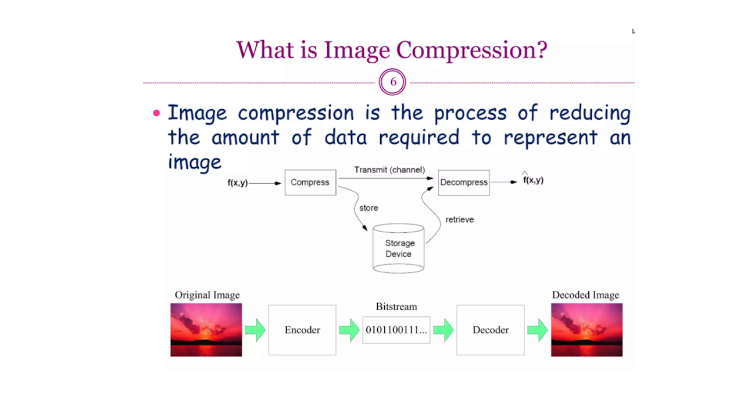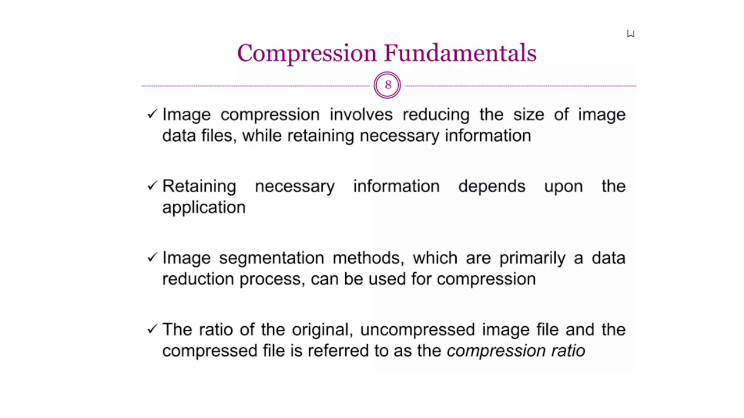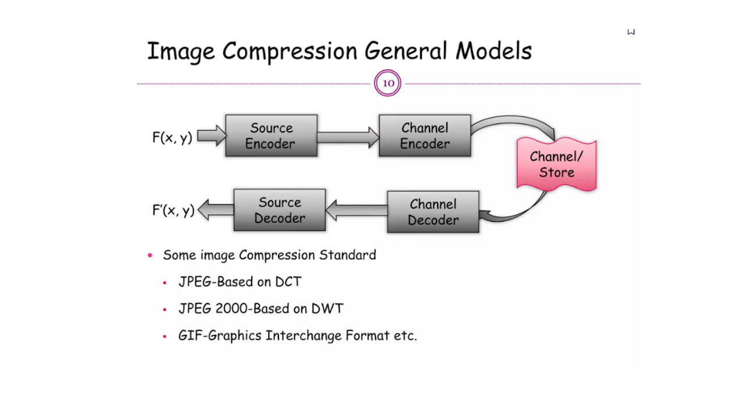Here we have an original image, which is encoded and passed through the channel in the form of bit streams, that is zeros and ones, and at the receiver it is decoded and the image is displayed. Image compression involves reducing the size of the image data while retaining the necessary information. That's very important: what information is necessary depends upon the application. The ratio of the uncompressed image to the compressed image gives the compression ratio.